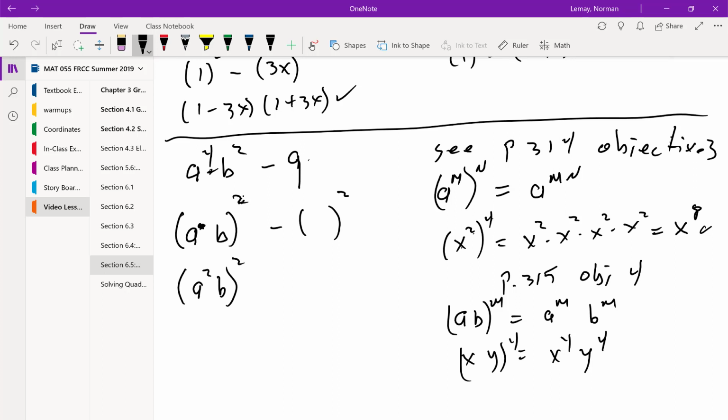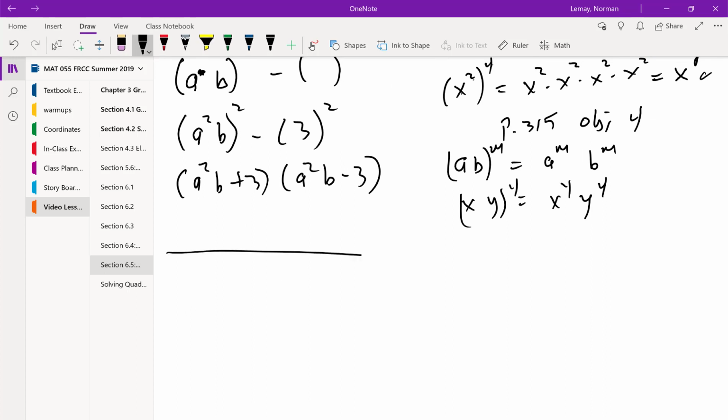B, quantity squared, minus 3, quantity squared. Seems like I just want to give things away today. All right, so now this becomes A squared B plus 3, A squared B minus 3. All right, so it's just kind of using that implicit rule of exponents. It's kind of what I was trying to get at here.